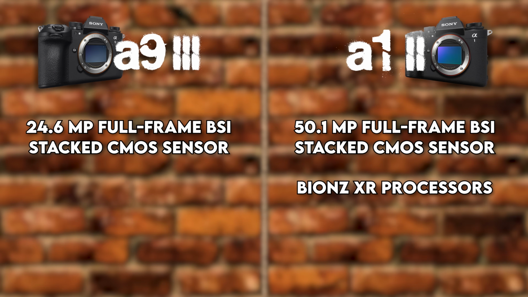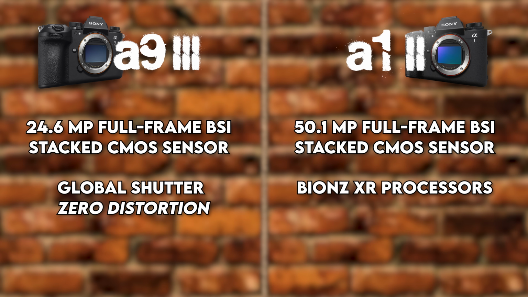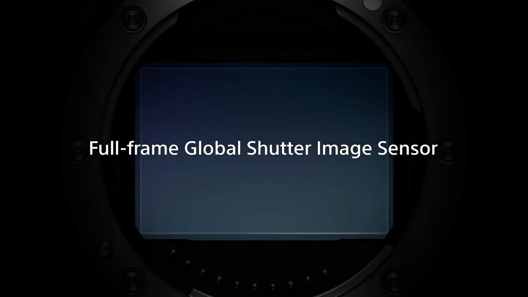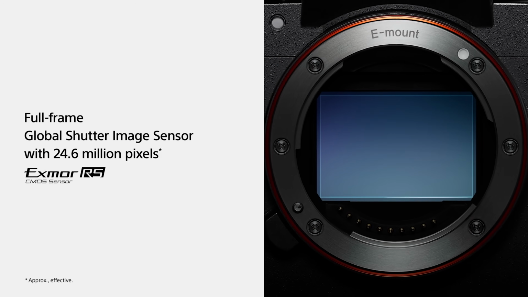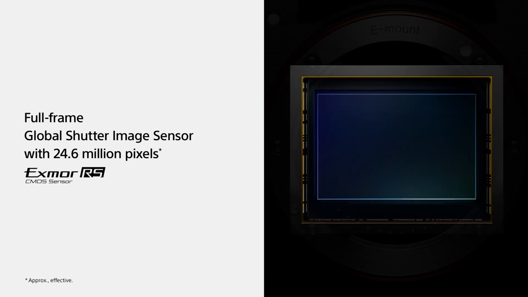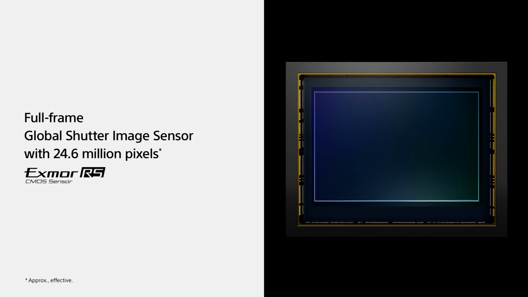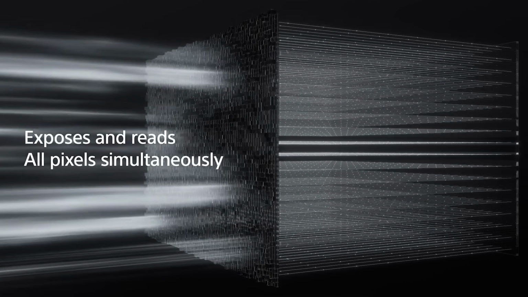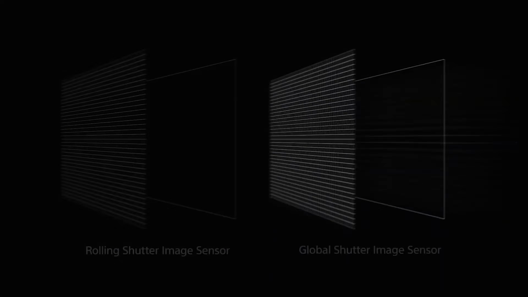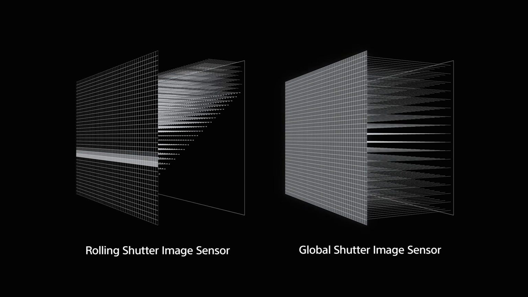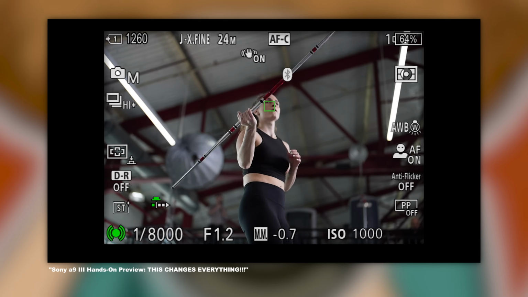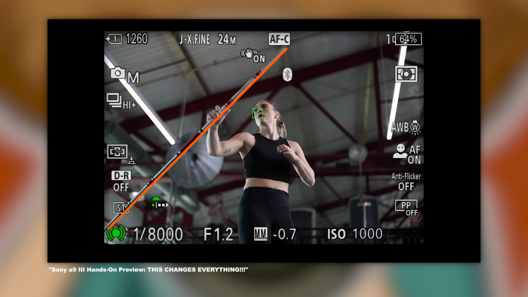Now let's look at the sensor here. It's a 24.6 megapixel full frame BSI stacked CMOS sensor with a global shutter. Yes, a global shutter. It's the first camera of any company in this style of camera to put out a global shutter sensor. Real fast, here's what a global shutter does. It fires all the pixels at once and boom, captures the image. No banding, no warping, no flickering of screens, because it just captures everything in one fell swoop.